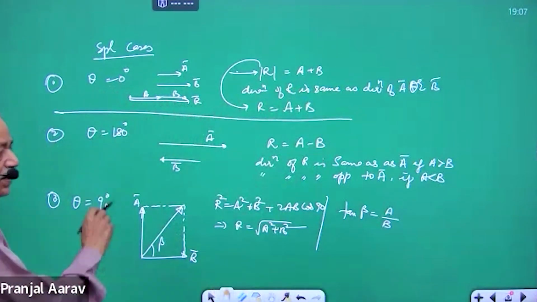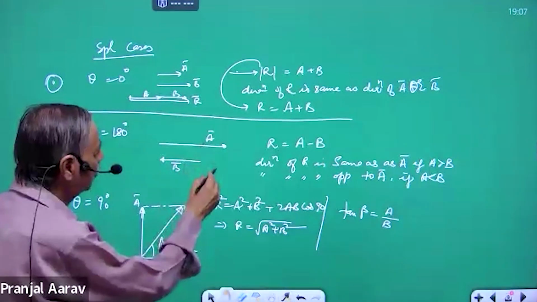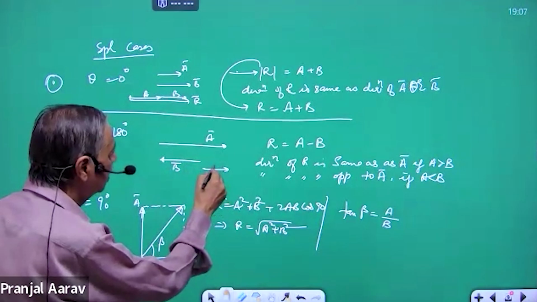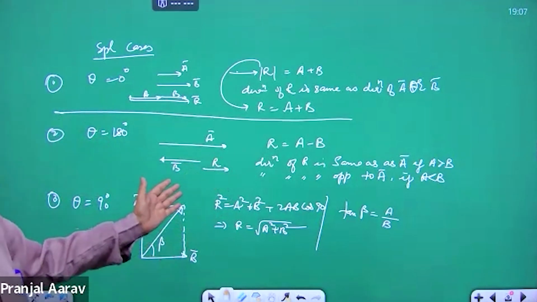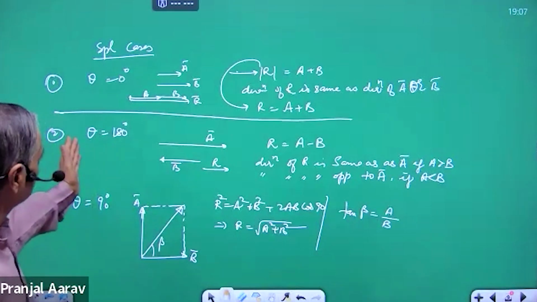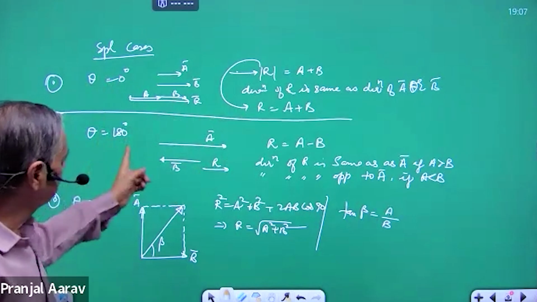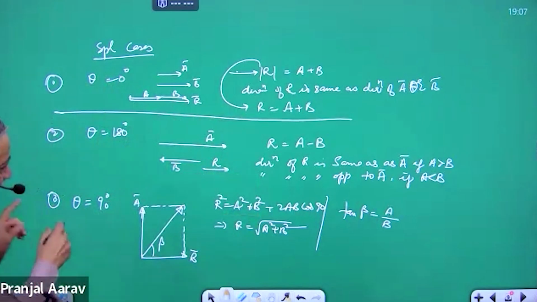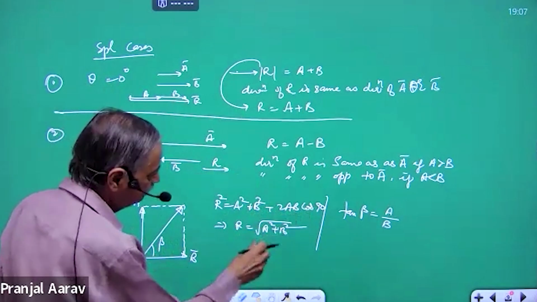If they are in opposite direction, that is the problem. Then bigger is A. So this is R. I will do this in detail in triangle method. So right now, two methods: theta 0 degree, you have this, theta 180 degree, you have this, and theta 90 degree is this. Cos theta, cos 90.